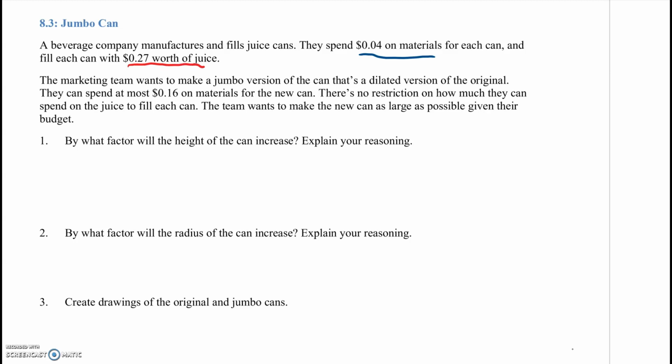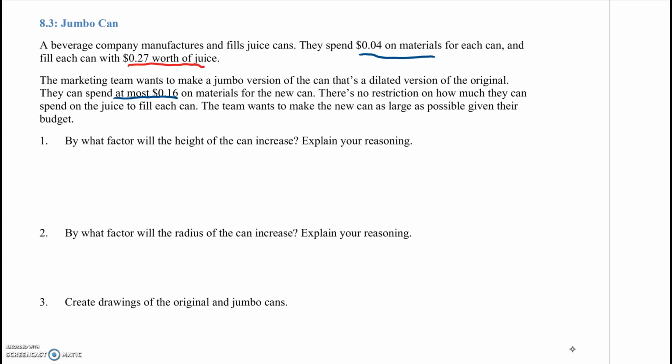The marketing team wants to make a jumbo version of the can, and the jumbo version is going to be a dilated version of the original. They can spend at most 16 cents on materials for the new can. There's no restriction on how much they can spend on the juice to fill it. The team wants to make the new can as large as possible given their budget. Question 1. By what factor will the height of the can increase?